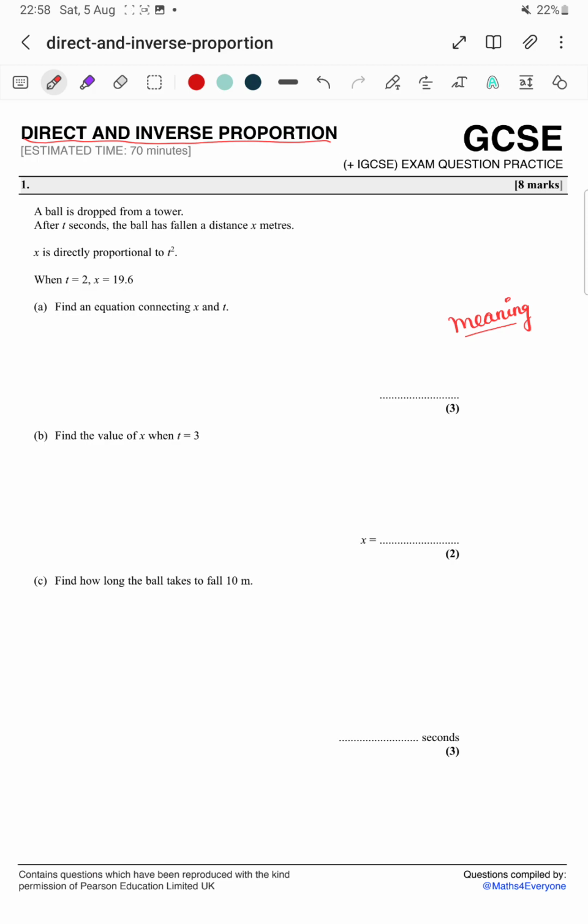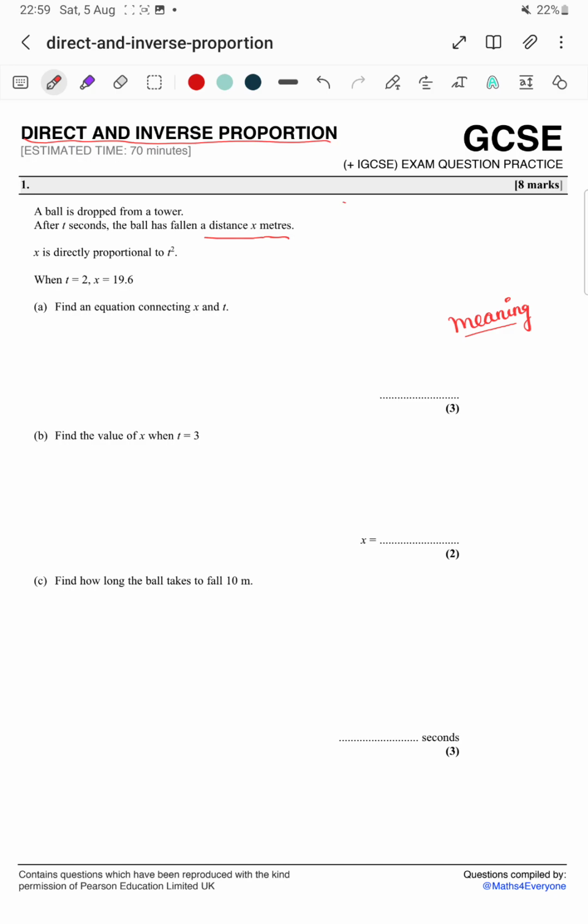In today's lesson, in this video I am going to focus more on solving the questions which are based on direct proportion. All these questions are from the GCSE exam question practice papers. So the first question here is, a ball is dropped from a tower and after t seconds the ball has fallen a distance of x meters.